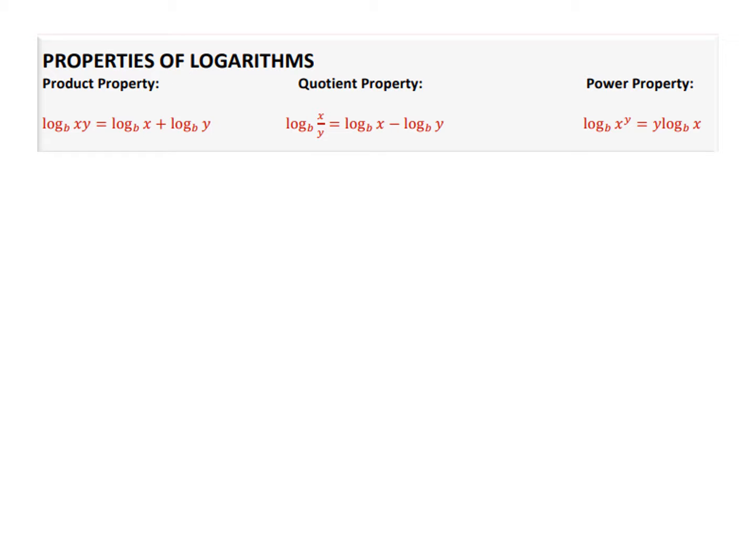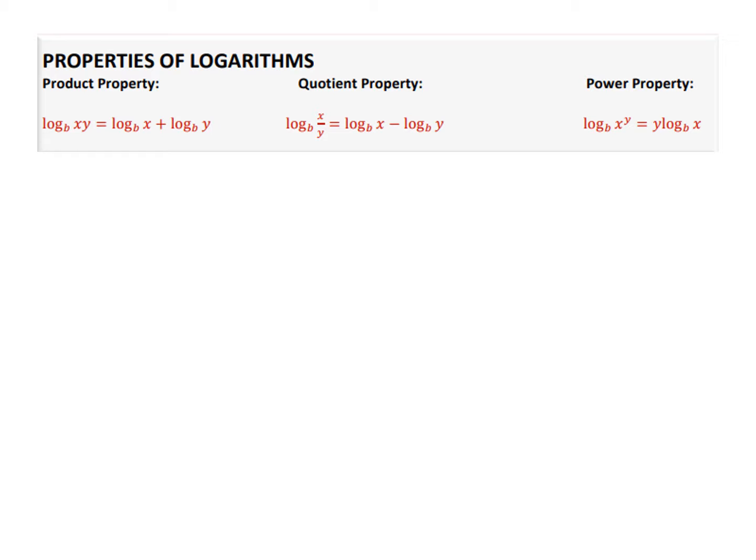Some properties of logarithms that are important. If you have the logarithm of a product, then you take the sum of each individual logarithm, log x plus log y. This follows because when we take 10 to the x times 10 to the y, it's 10 to the x plus y. Remember, logarithms are exponents, and so the exponents would add. That's the product property. The quotient property is if you have the log of something over something else, it's the difference of their logs. So if they're in a numerator with each other, you add them. If one's in the denominator, you subtract them.